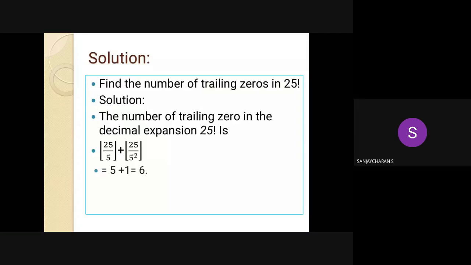So for 25 factorial, if you compute it out and check, definitely it has 6 zeros. At the end of the expression we have 6 zeros.